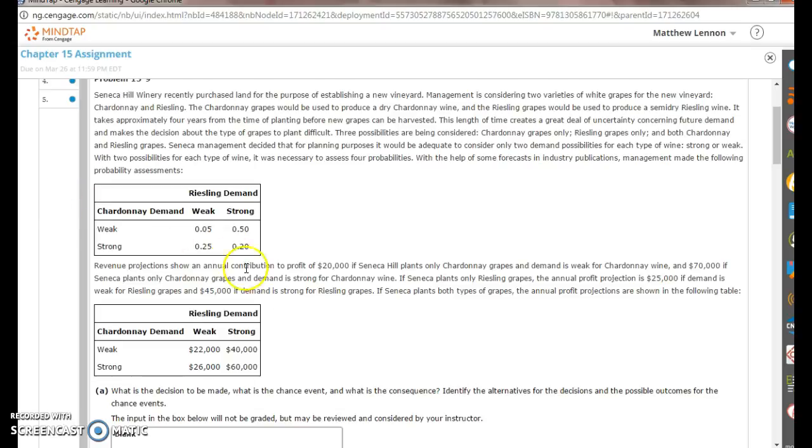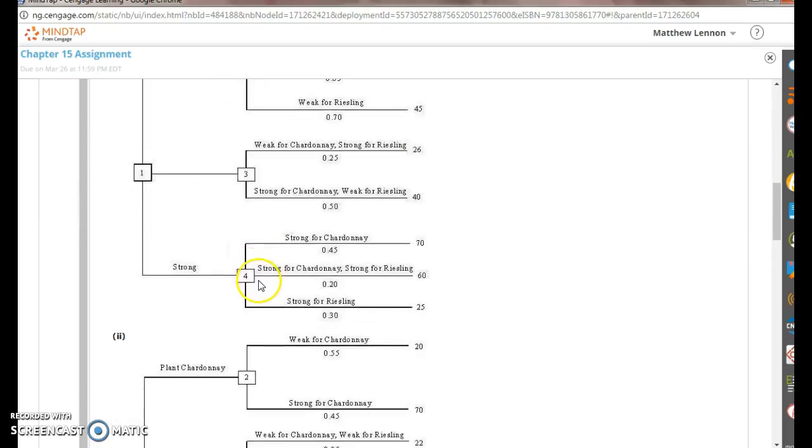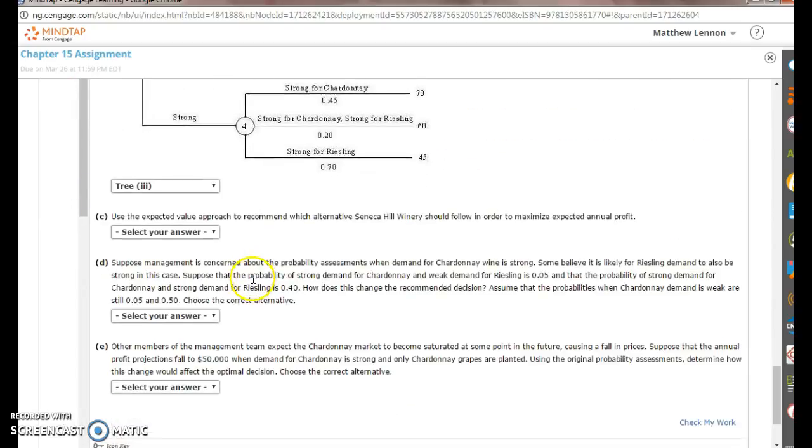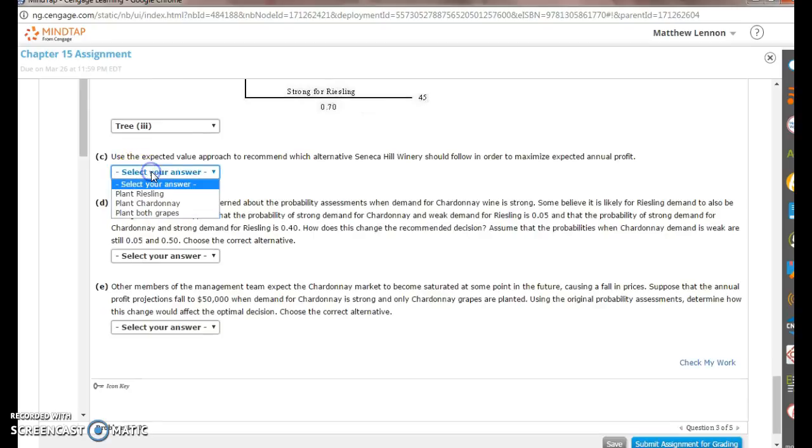So let's go back to the question and see if we got those right. So the expected value approach, we predict Chardonnay is the best. Okay, and then for questions D and E, it's really not that much different. We're just changing some of the parameters and the probabilities.